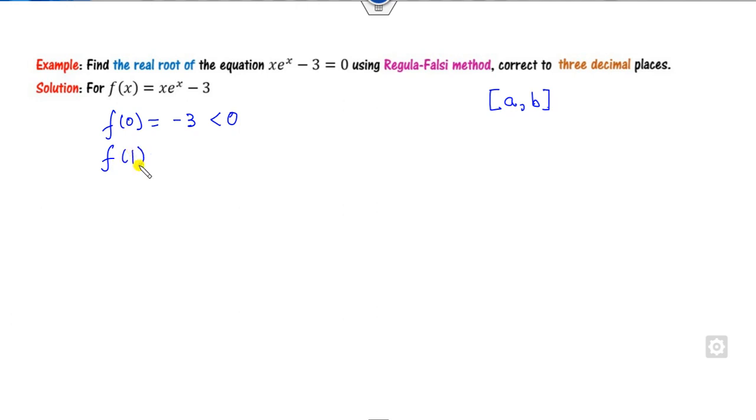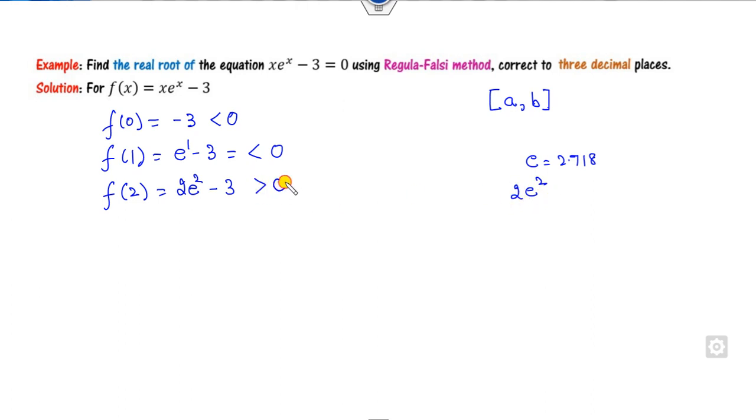What is the f of 1? You can see it is e minus 1, which is again negative. What is the f of 2? It's 2e square minus 3. So what is e? It's 2.718. If you take 2 times e square minus 3, it is greater than 0. So these two numbers are there. So it means the root lies between, what is that? Root lies between 1 and 2.